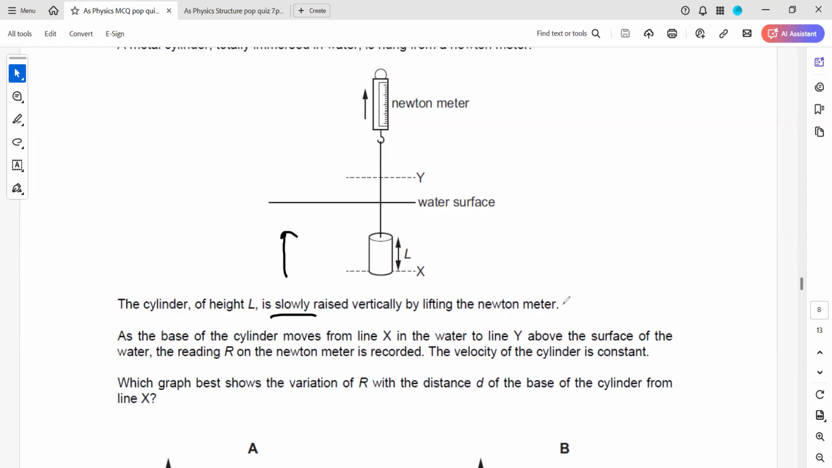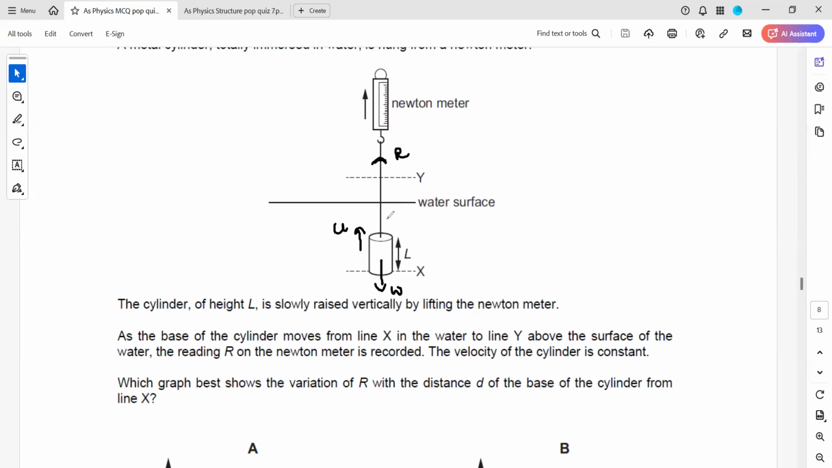The velocity is constant. So if the velocity is constant, what can we say? It means there should be no resultant force. Which graph shows the variation of R with distance? So if we work out the values, when it is inside, what are the forces acting? Weight is acting downward, that is one force. Upthrust is acting upward, that is another force. The force from the Newton meter, which we call R, is also acting upward.